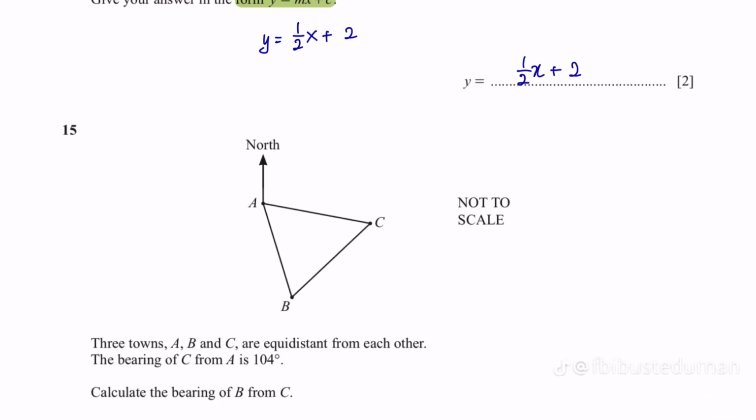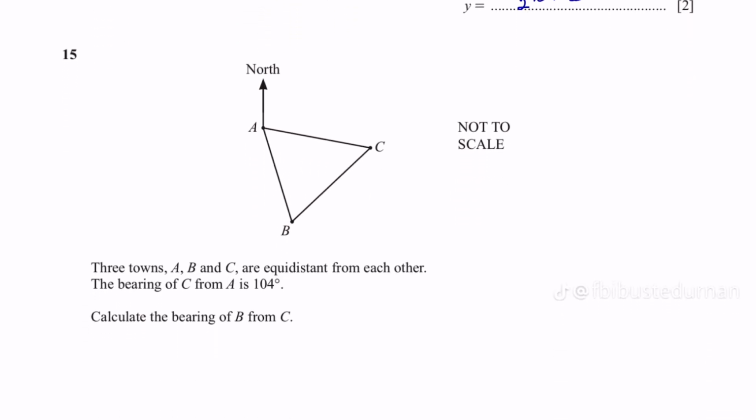Next, question 15. Three towns A, B, and C are equidistant from each other. Equidistant means the distance between A to B, B to C, and A to C are all equal. The bearing of C from A is 104 degrees. So from A to C, this is C and this is A. So from A to C would be this angle, which is 104 degrees. You are asked to calculate the bearing of B from C.